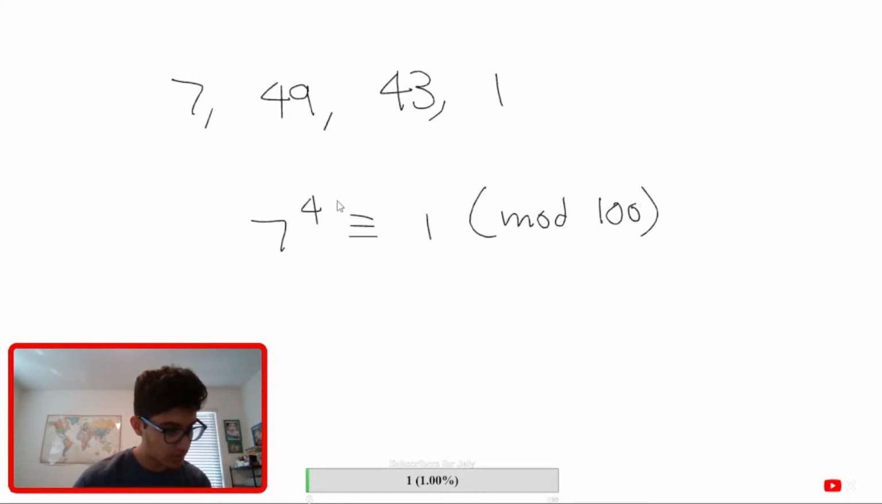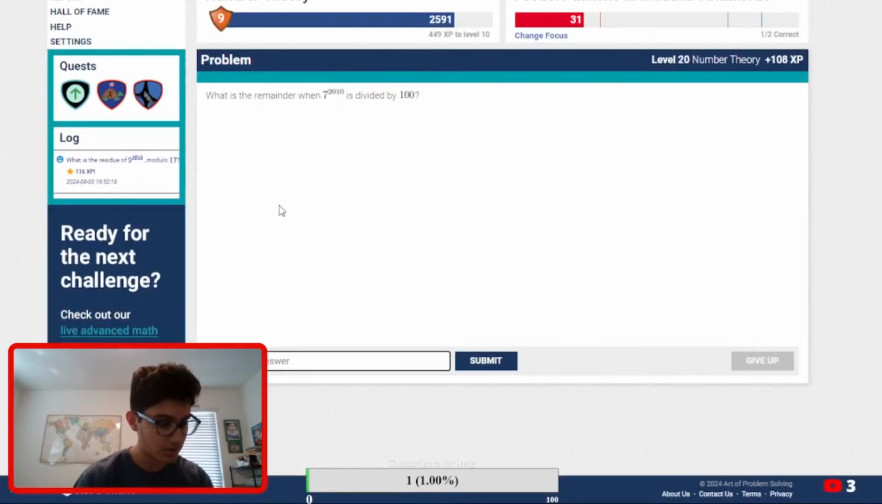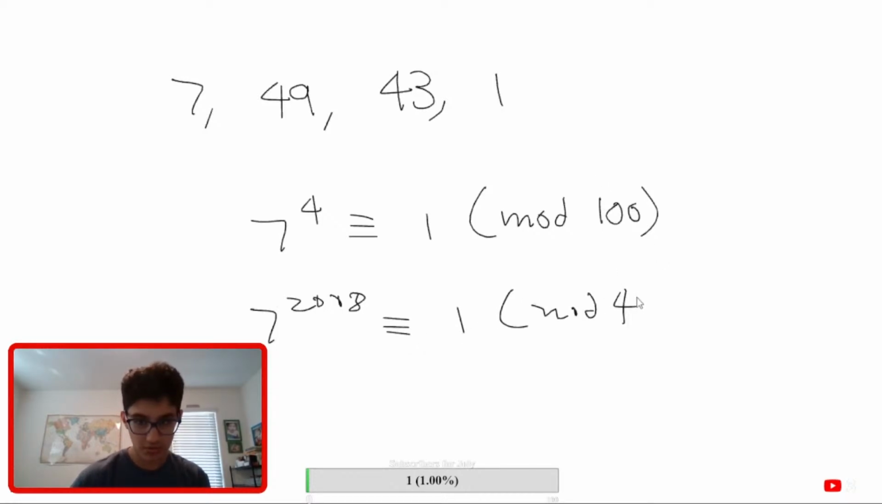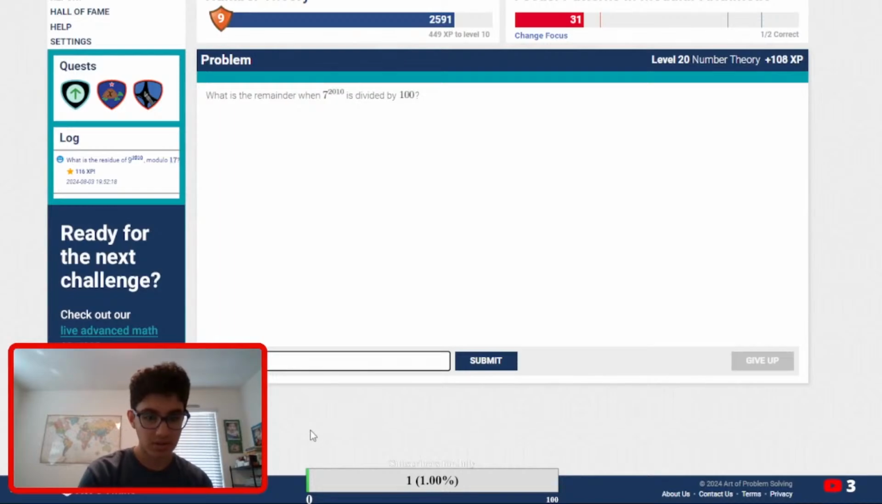49 squared. Yeah, that's 7 to the fourth. So I think we got the same thing. 2401. Okay, great. 2010. Again, it's 2010. So it'll just be 49, right? Because 7 to the 2008 is also congruent to 1 mod 100. So it should just be 49. Let me know if you get that too. I think it is 49. This could be good. Yeah, perfect.